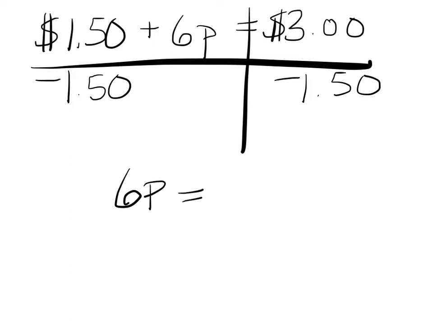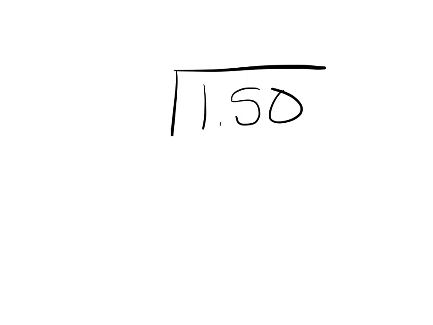6p equals $1.50. How do I find out how much each pencil is worth? Simple. I have to take the $1.50 that I have and divide that evenly into 6 pieces. So I'm going to go to a new screen. I take the $1.50, I divide it into 6 equal pieces.